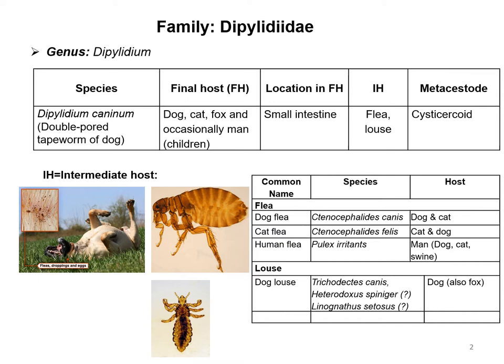So the Dipylidium caninum, this parasite is also known as double-pore tapeworm. This parasite is one of the commonest parasites in dogs in most parts of the world. The final host for this parasite is dog, cat, fox, and occasionally human, particularly children. This parasite is found in the small intestine of these hosts. And the intermediate host for this parasite is the flea and the louse.